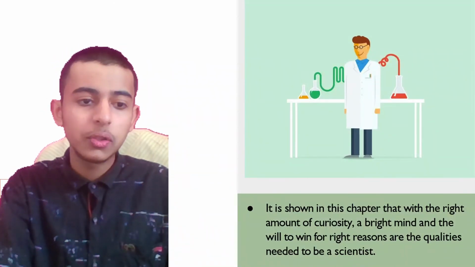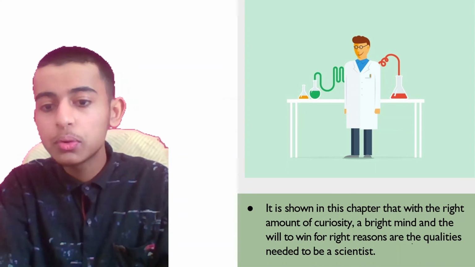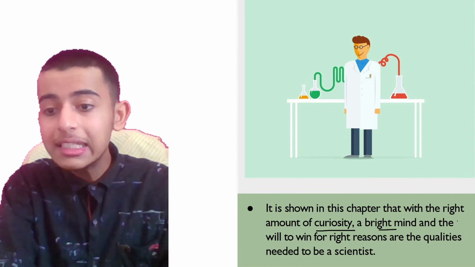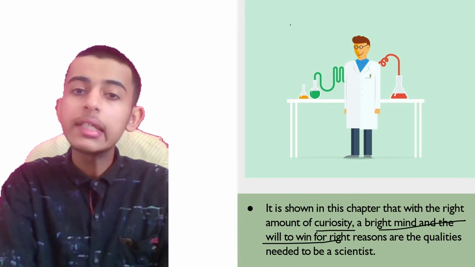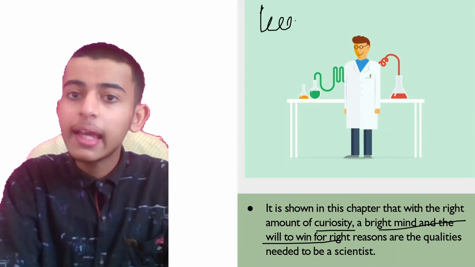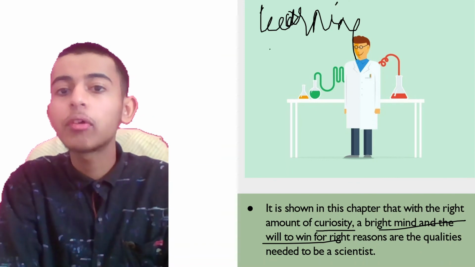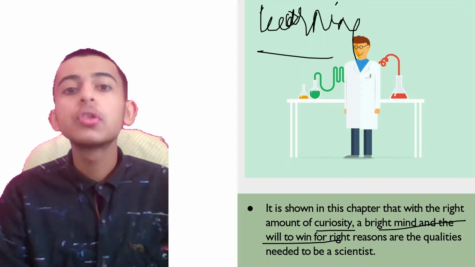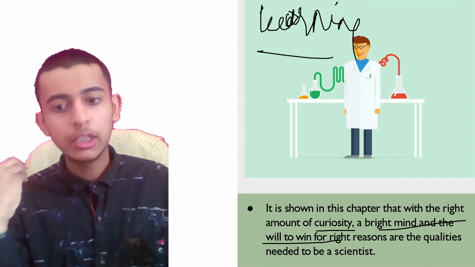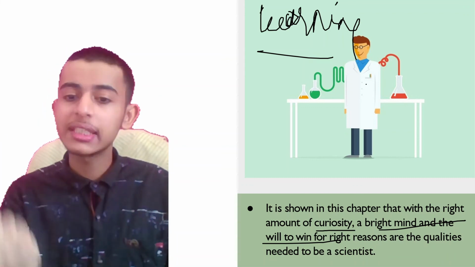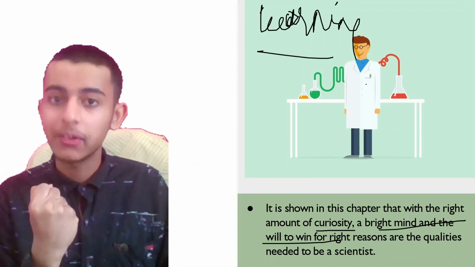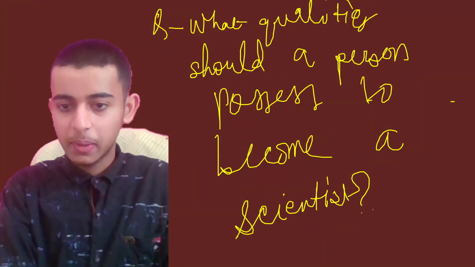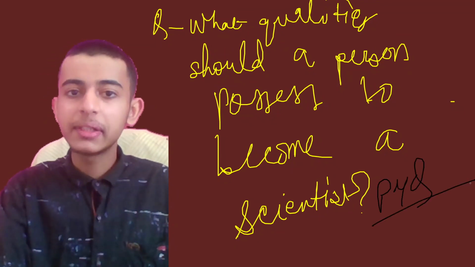So the answer is given to you over here: the right amount of curiosity, a bright mind, and the will to win. Curiosity, you should say, is a learning attitude. You should always have an attitude of learning more and more rather than being specific. Open up to new ideas and new things, take the opinion of everyone, and have a bright mind, have positivity, and be determined and perseverant. That is very, very important. This is a previous question that I've told you. Please note it down.